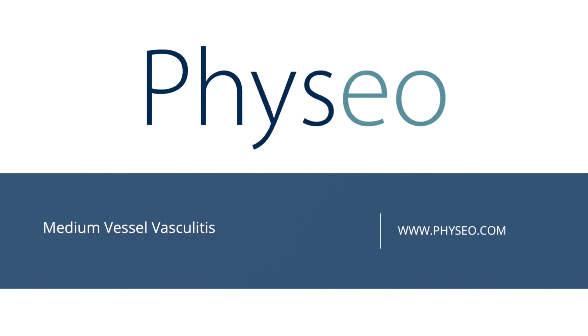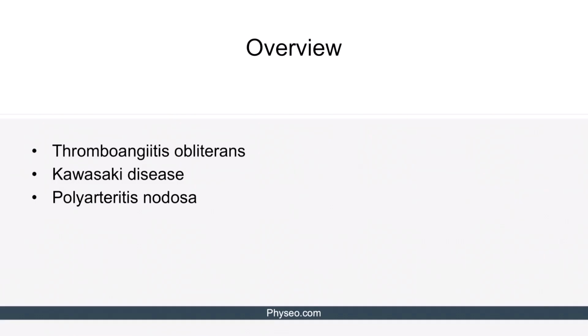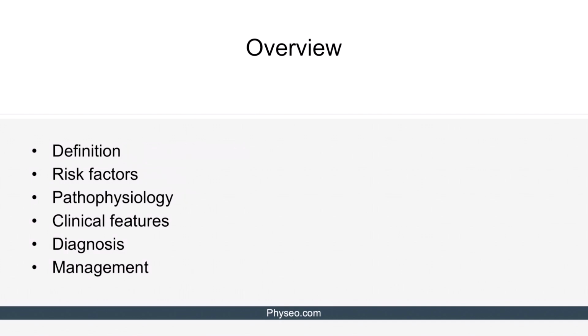Welcome to our video on medium vessel vasculitis. Let's get started. Here's an overview slide of different types of vasculitis and what we'll be discussing in this lecture. We'll be discussing three disease processes: thromboangiitis obliterans, Kawasaki disease, and polyarteritis nodosa. For each of these conditions, we'll cover the definition all the way down to management. And we're going to start with definition.